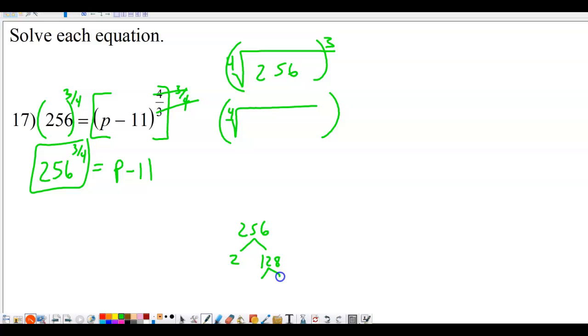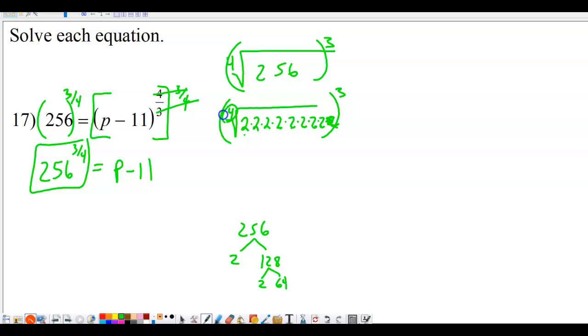128. I can see where we're going with this. All right, so you're just going to keep breaking it down. We're going to end up with 8 2s as a result. Let's make sure I got that right. 1, 2, 3, 4, 5, 6, 7, 8. One too many 2s there.